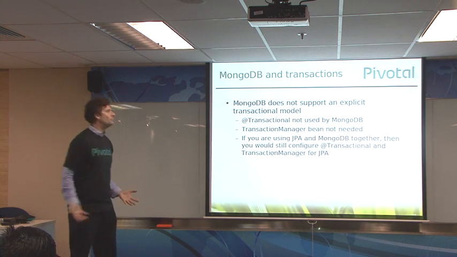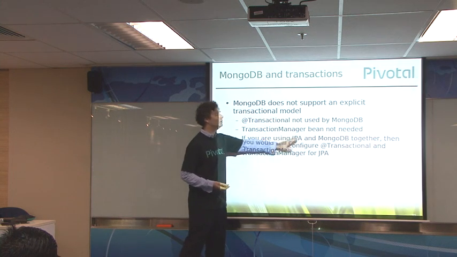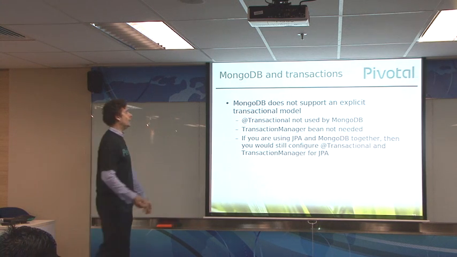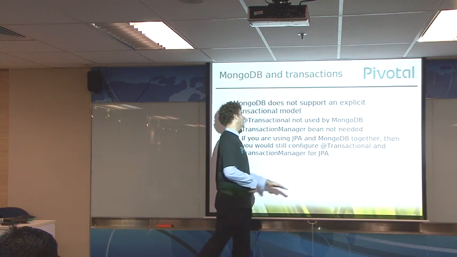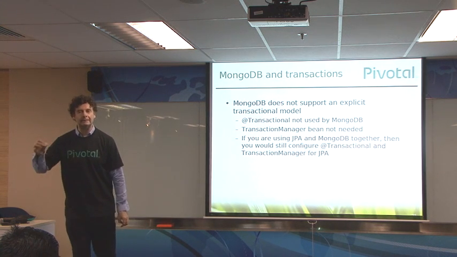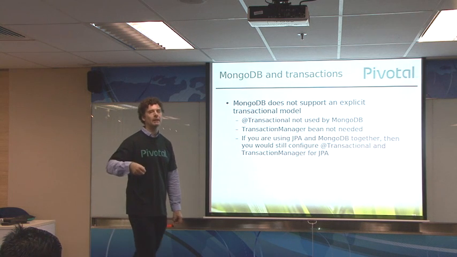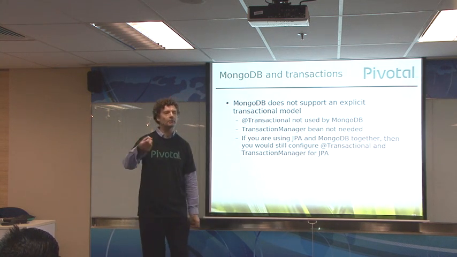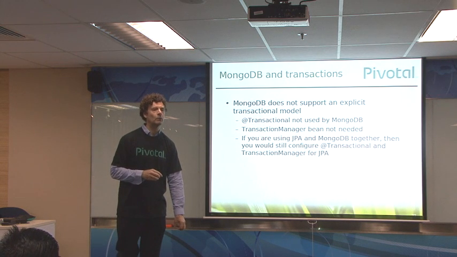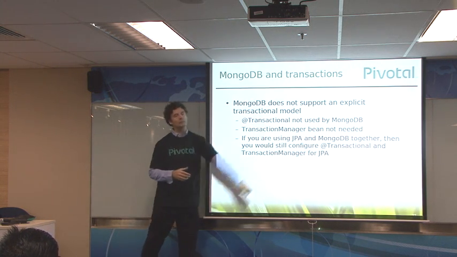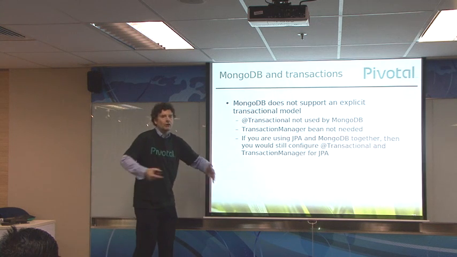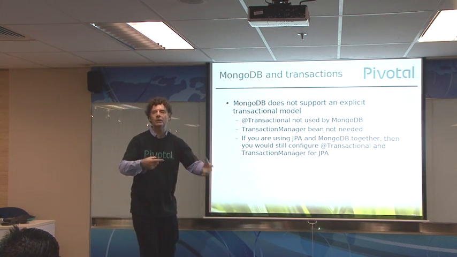If I'm using MongoDB with a technology that does use @transactional, like JPA, so I've got some relational data and some document data, then I would configure @transactional and transaction managers for my JPA. It won't conflict with MongoDB, but do understand that MongoDB is not participating in those transactions. It has an atomic update model. It does not have a guaranteed consistency model in the same way we expect. There is a two-phase commit ability in MongoDB, but it is not the same as a full ACID transaction. So we need to get our heads around that when we're starting to move across.